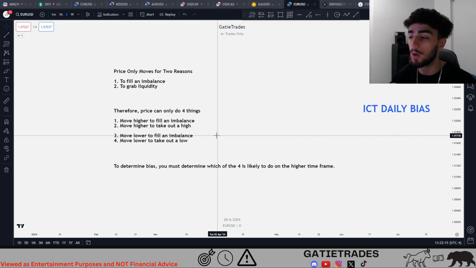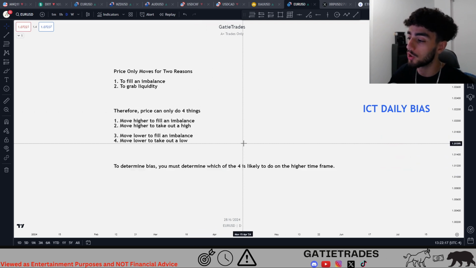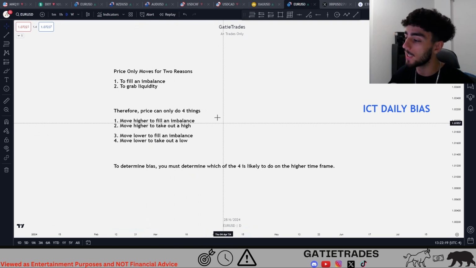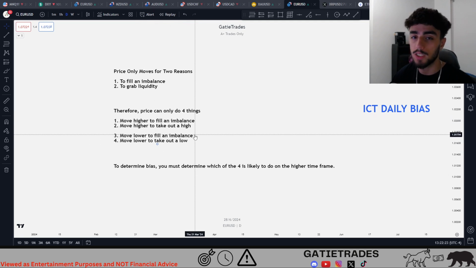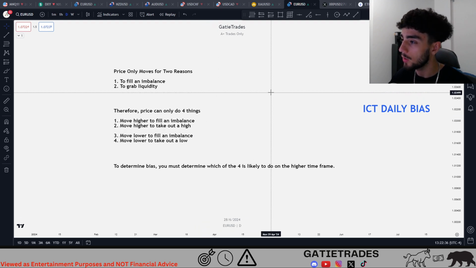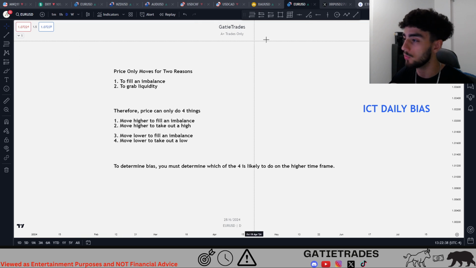So if you want to determine bias for the daily candle, you must determine which of the four is price likely to do on the higher time frame. That's all you need to do. It's one of these four scenarios. You've got to figure out which one is most likely to occur, because you're never going to be 100% right. You can be very accurate with bias, and trading it is a whole other concept, but reading price is our objective with this video. So let's move on.